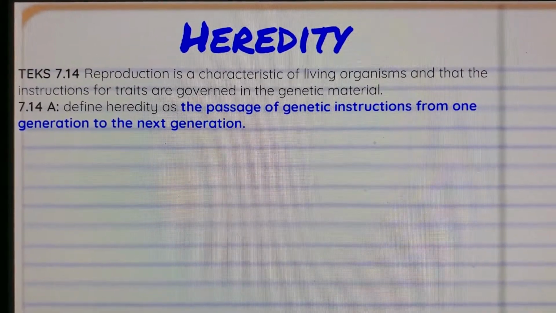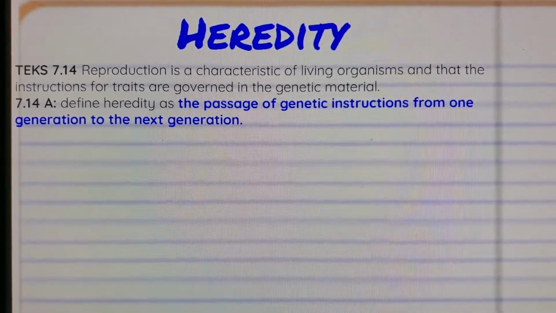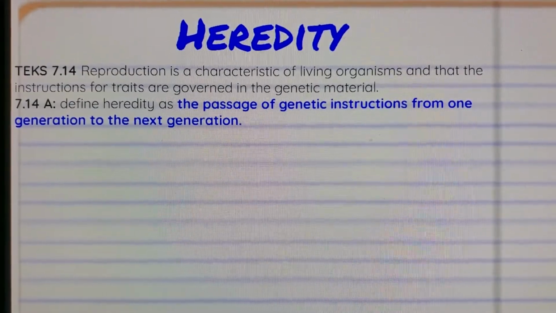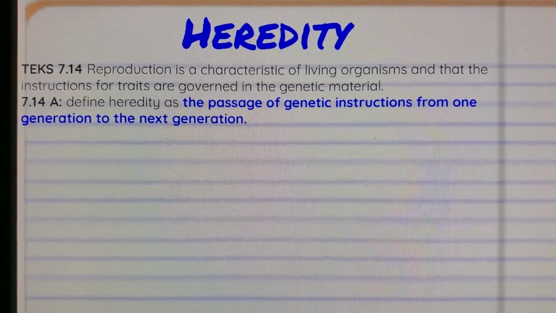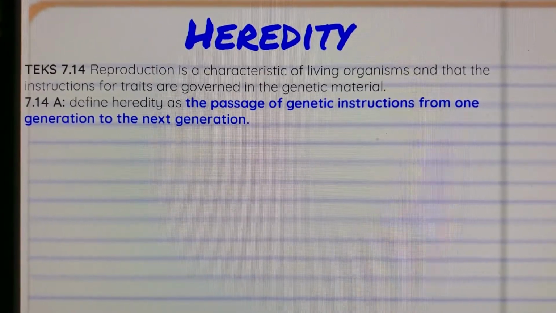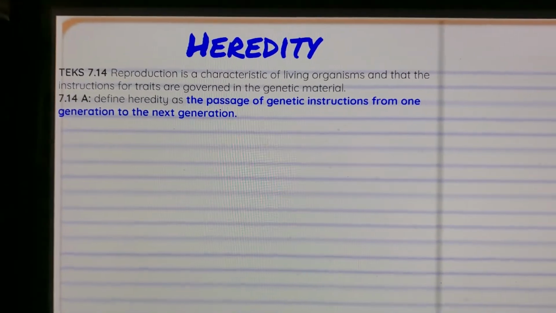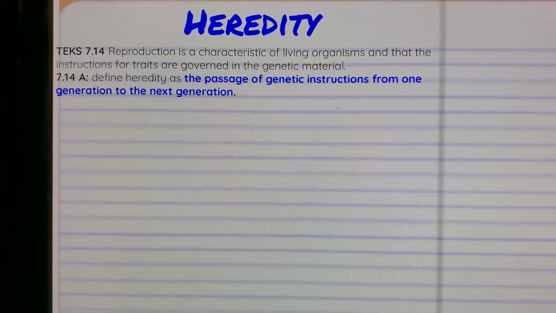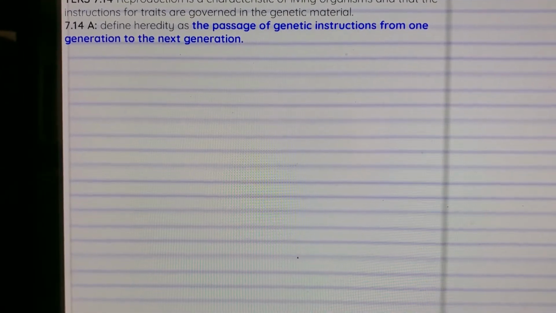In TEAC 7.14a, it says one of the things you have to be able to do is to define the word heredity. And I have it here. It says the passage of genetic instructions from one generation to the next generation. So by the word passage, we're talking about the passing down of genetic instructions from one generation to the next.